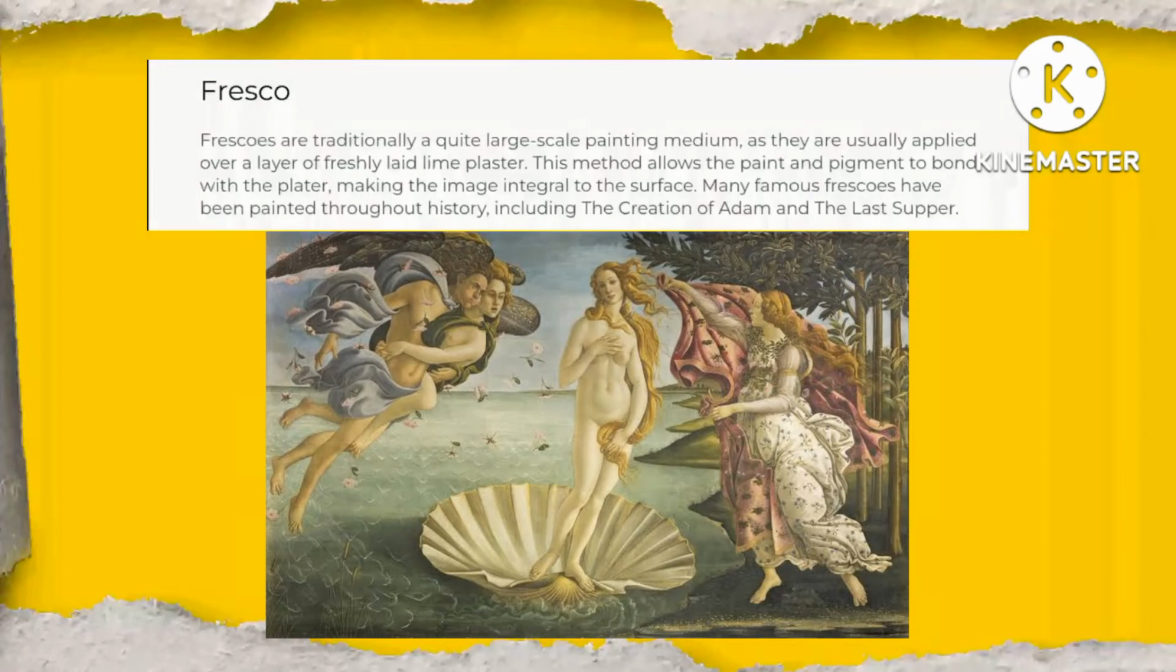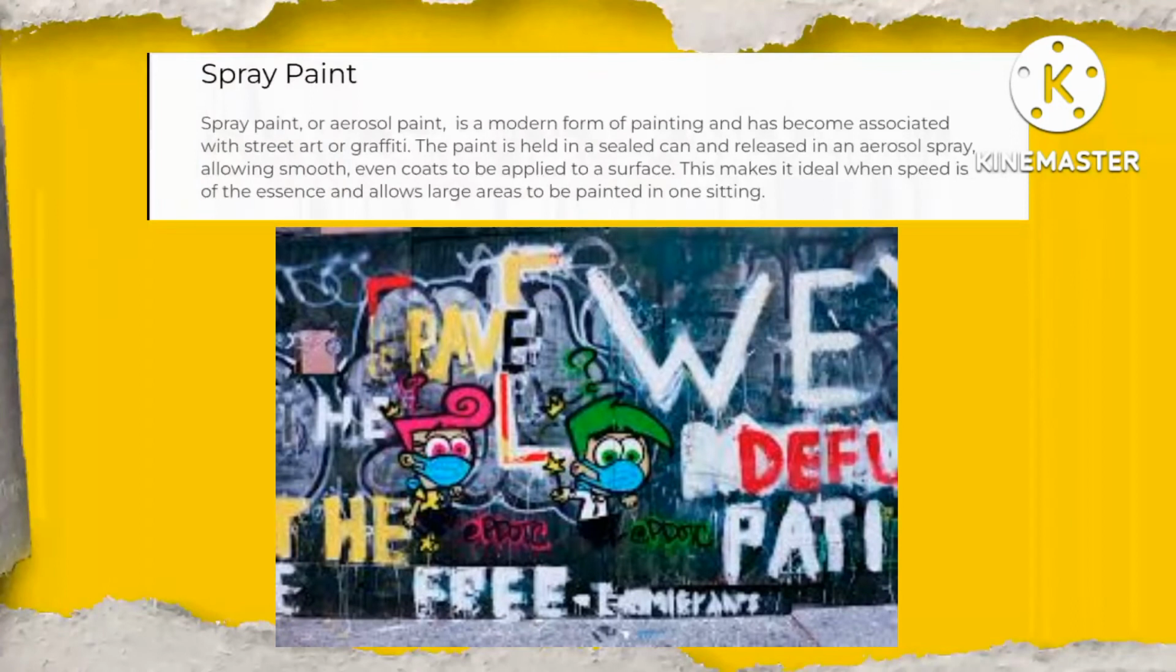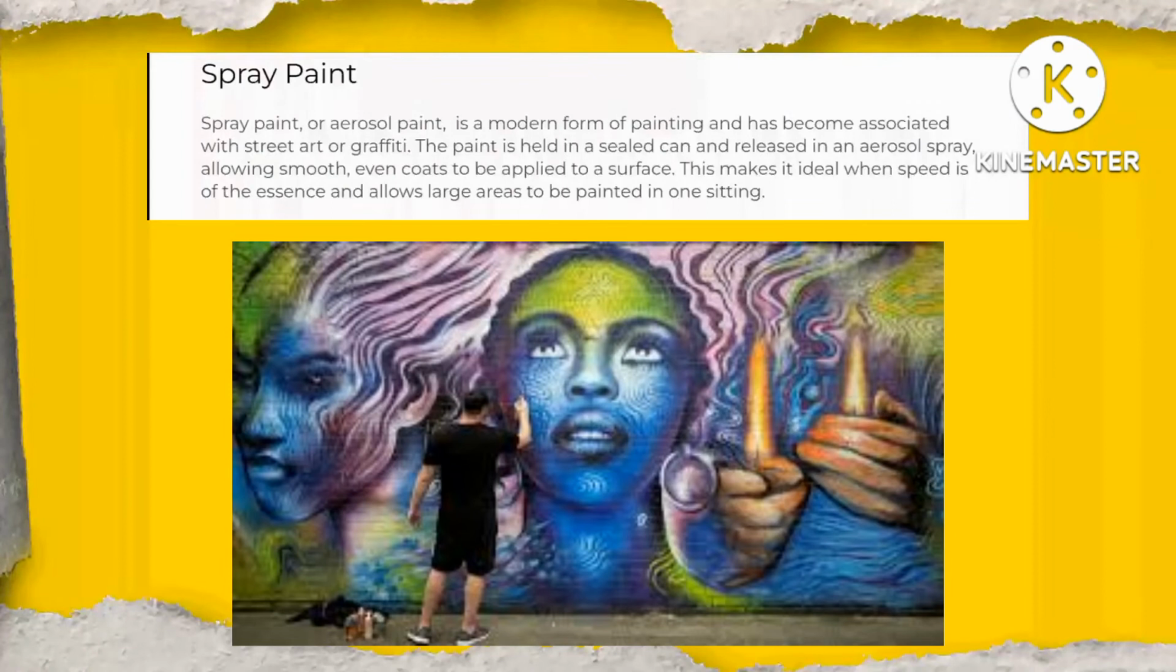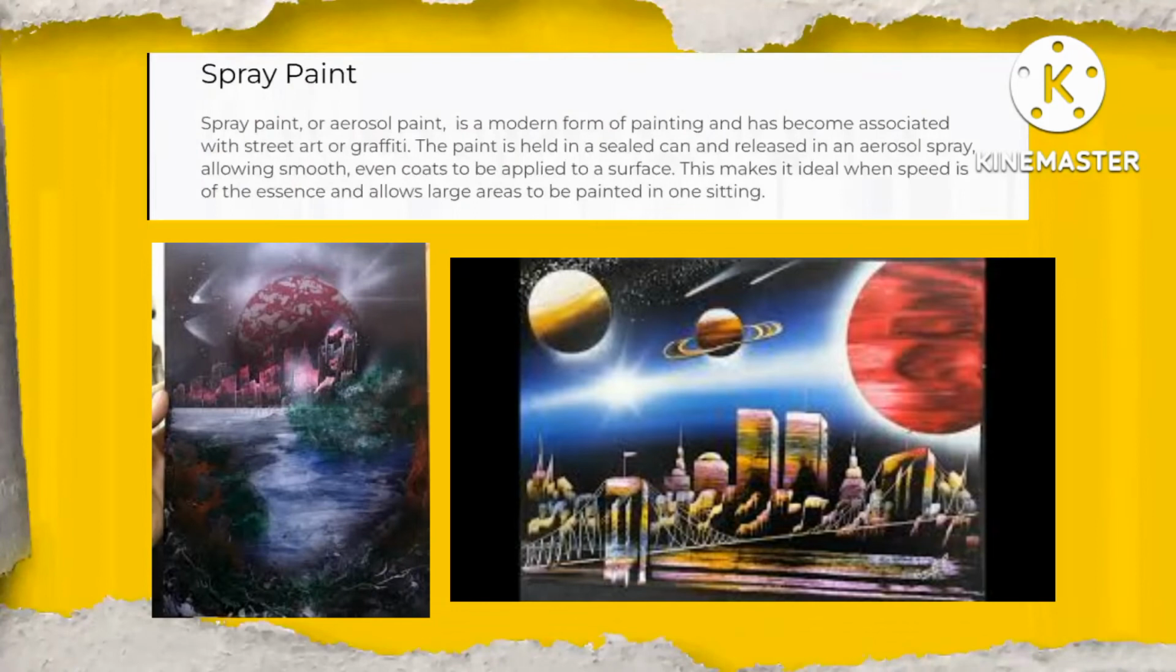Spray paint. Spray paints are aerosol paint. It is a modern form of painting and has become associated with street art or graffiti. The paint is held in a sealed can and released in an aerosol spray, allowing smooth, even coats to be applied to a surface. This makes it ideal when speed is of the essence or allows large areas to be painted in one sitting.